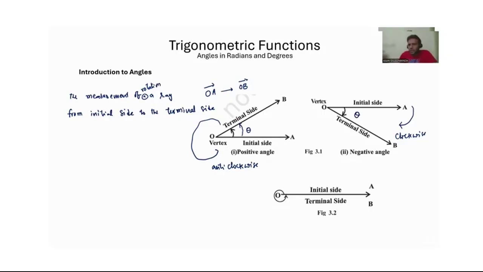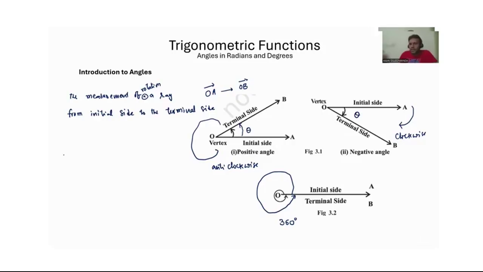If you look at the last diagram here, the initial side and the terminal side are coinciding. That means it has made a full rotation, moving in an anti-clockwise direction. We can say a full rotation is 360 degrees, the whole angle in the circle. So that is 360 degrees.